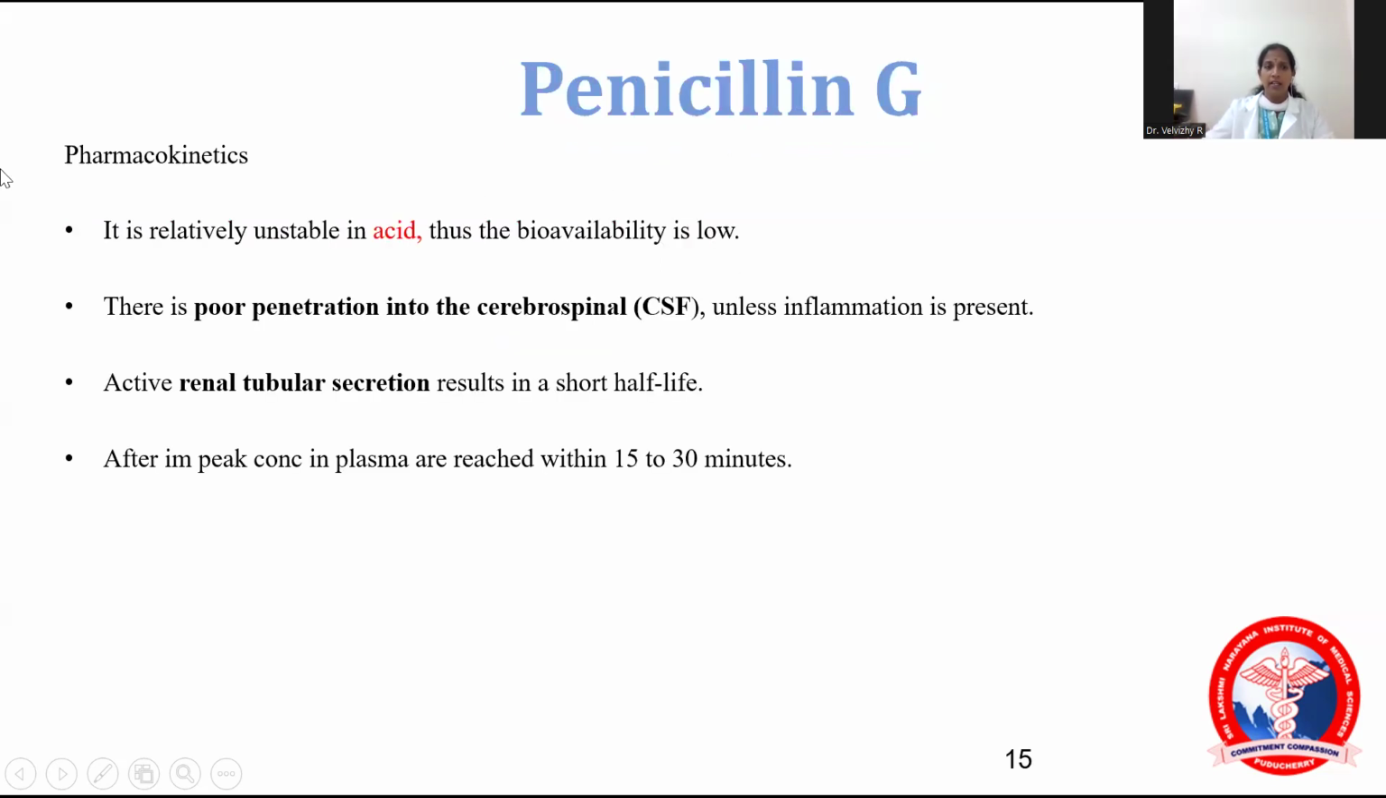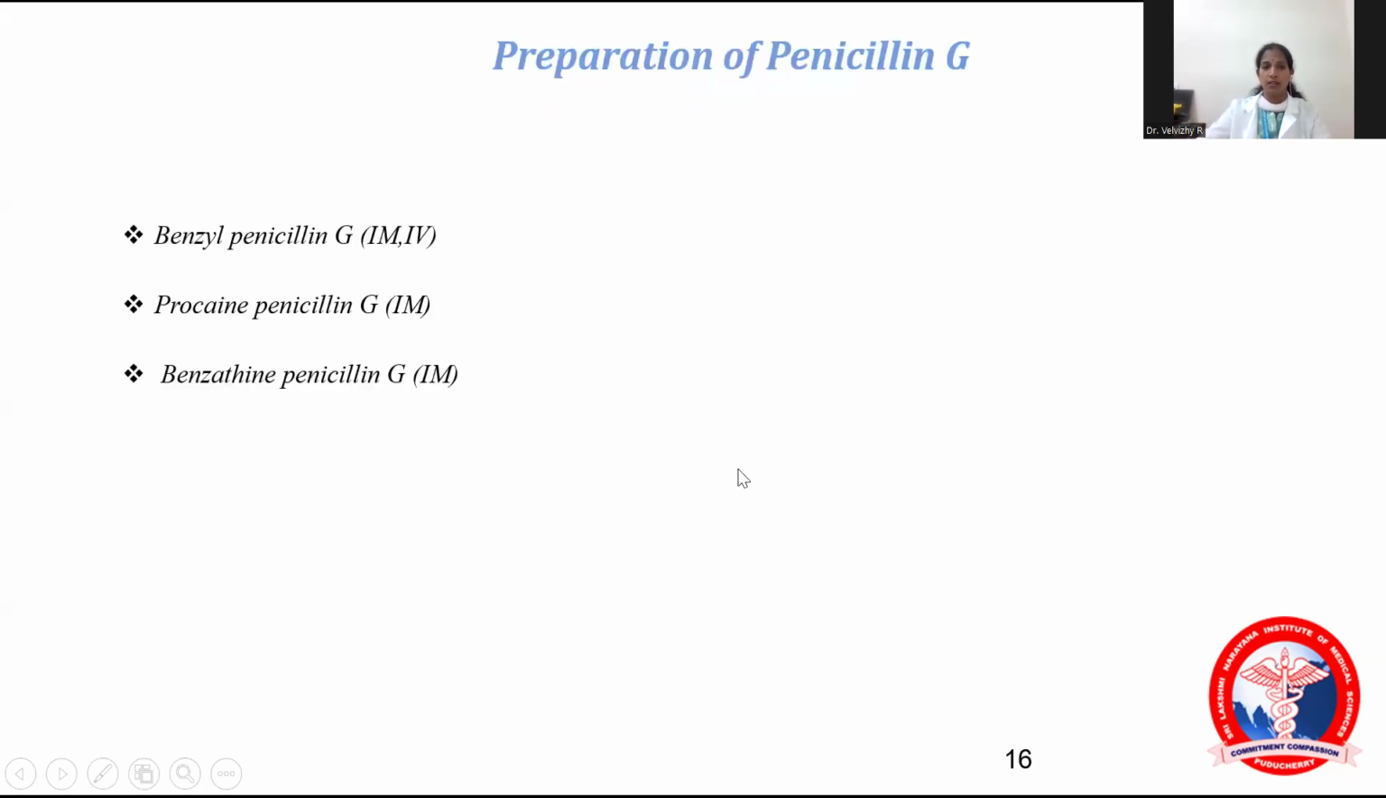So penicillin G, I told you, is unstable in acid, so we have only a parenteral preparation. If you give it orally, absorption is very, very low. And all these penicillins will have poor penetration to the cerebrospinal fluid. Whereas if the meninges are inflamed, like in the case of meningitis, this penicillin will have better penetration. And all these drugs are excreted via renal tubular secretion. After IM injection, the peak plasma concentration will be reached within 30 to 50 minutes.